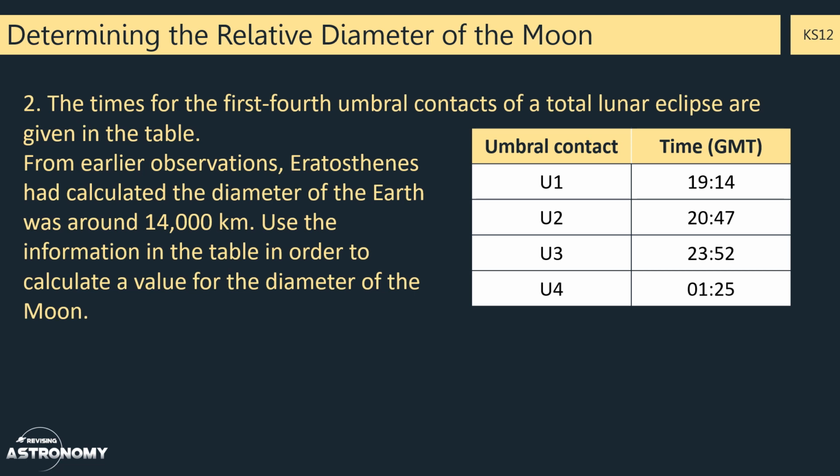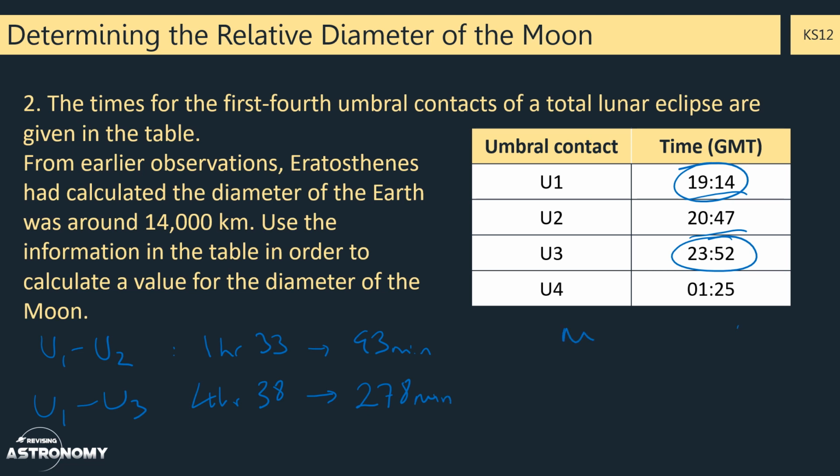We're going to use the same method for the second table. Again, we've got the same thing. So we need to work out the time taken between U1 to U2. So U1 was at 7:14, U2 was at 20:47. So that time difference is 1 hour 33 minutes, which converted into minutes only is 93 minutes. U1 to U3, so again we're starting at 14 minutes past 7, going to 23:52, is 4 hours and 38 minutes, which becomes 278 minutes.